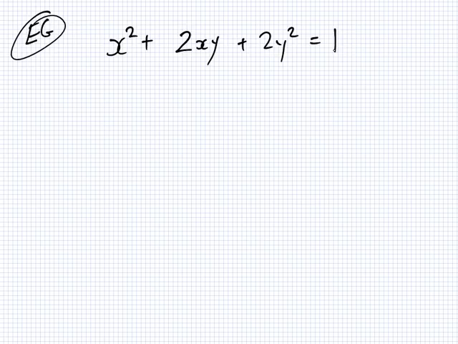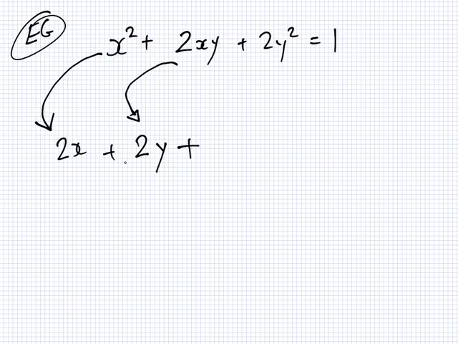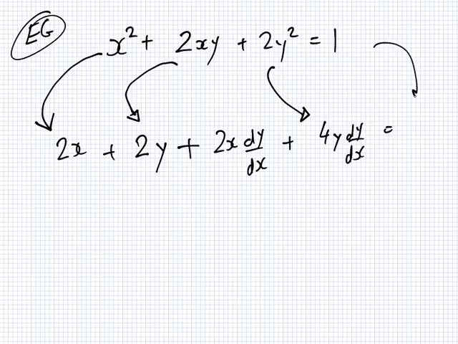Right. What's the derivative of x squared? 2x. Now, what about this part? 2xy. Product rule? Very good, product rule. So, derivative of 2x is 2, and then the y is y, plus 2x, and then what's the derivative of y? 1 times dy/dx, so just dy/dx. And then what's the derivative here? 4y. 4y times dy/dx. 4y dy/dx equals 0.